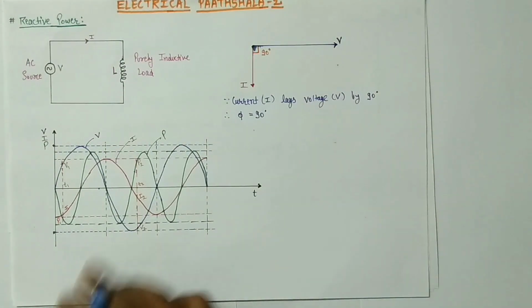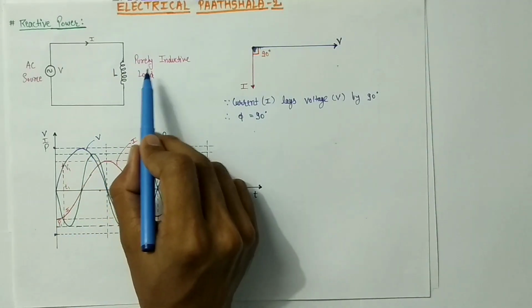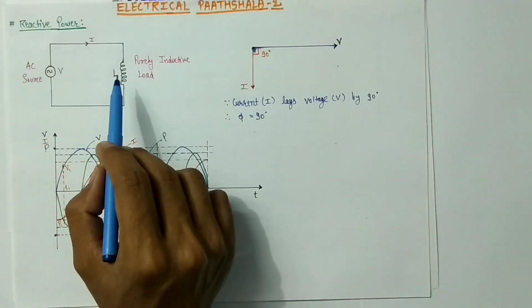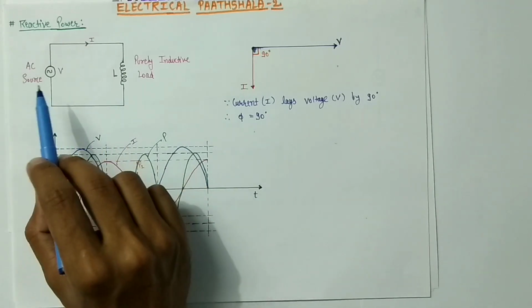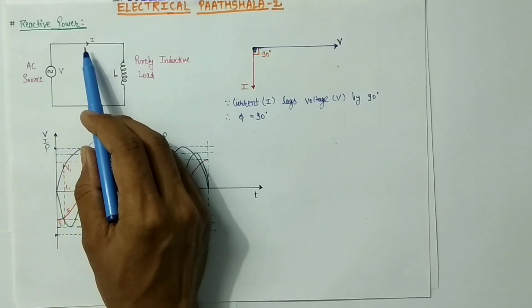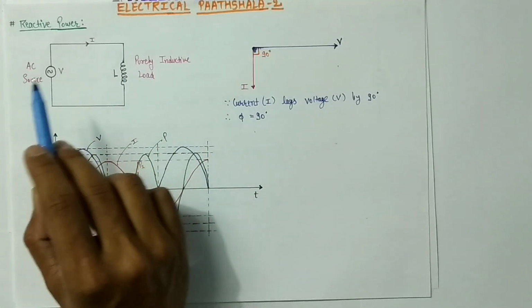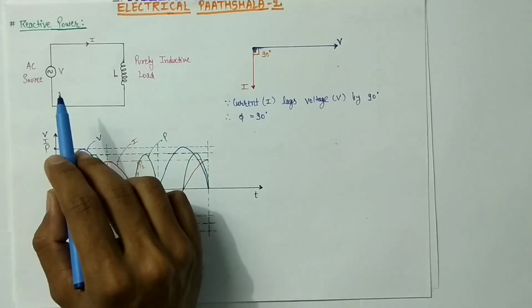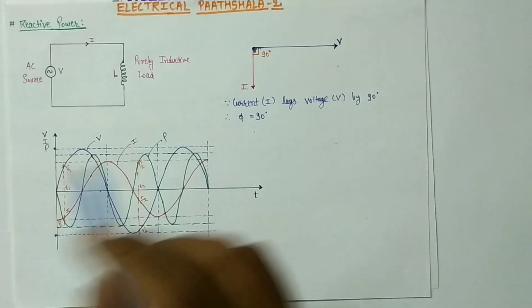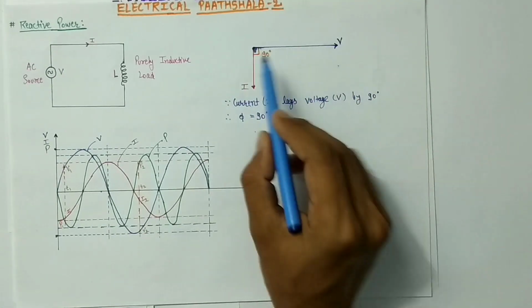So, to understand the concept of reactive power, let's take the example of a purely inductive load. So this is the circuit diagram of a purely inductive load, which is being supplied by an AC source having voltage V, and the current in the circuit is I. Now in case of purely inductive load, the current lags the supply voltage exactly by 90 degrees. It means, as you can see in this phasor diagram, that I lags the voltage V by 90 degrees.